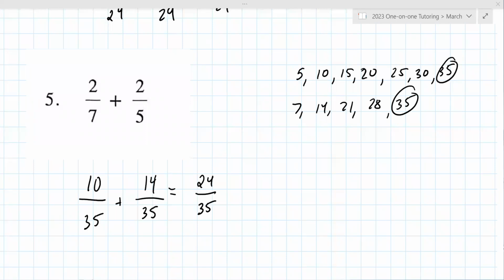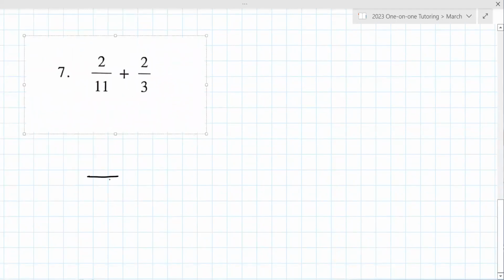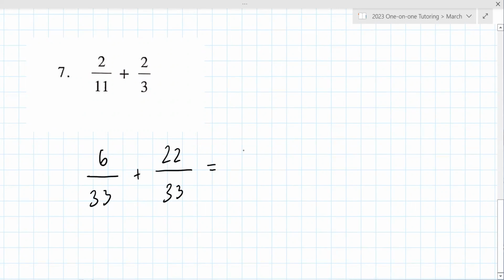So you can probably already do this before I write it down. Now, interestingly, in none of these problems have we had to reduce the fractions, and that could be coming.